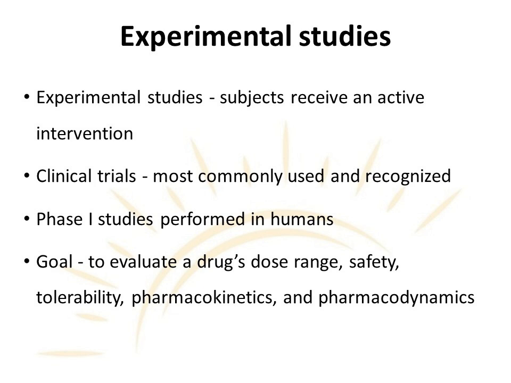Experimental studies. Experimental studies are those in which subjects receive an active intervention, that is, drug or other treatment. Clinical trials are the most commonly used and recognized of the experimental studies. Phase 1 studies are the first studies performed in humans and are often designed with the notion that they are human pharmacology studies. The goal of Phase 1 studies is to evaluate a drug's dose range, safety, tolerability, pharmacokinetics, and pharmacodynamics.